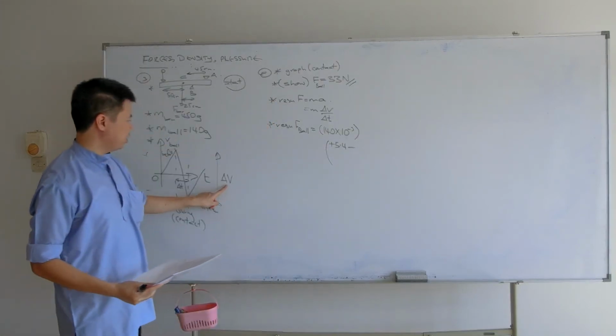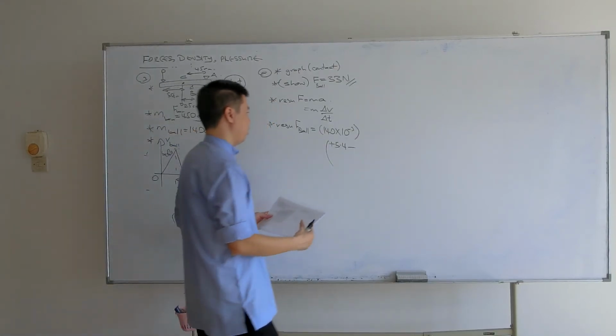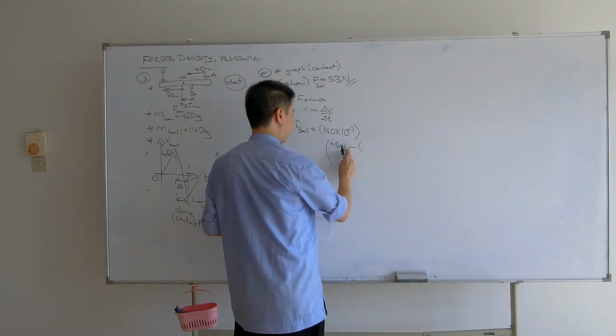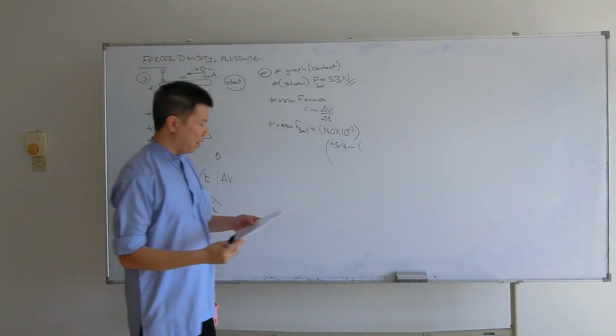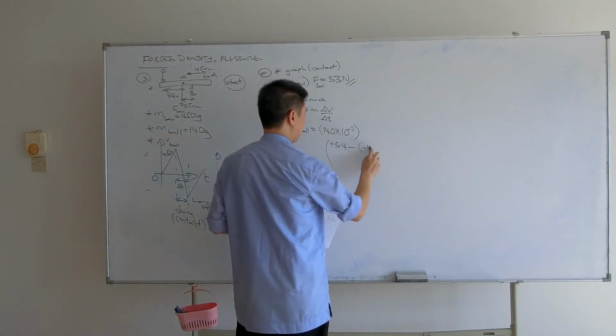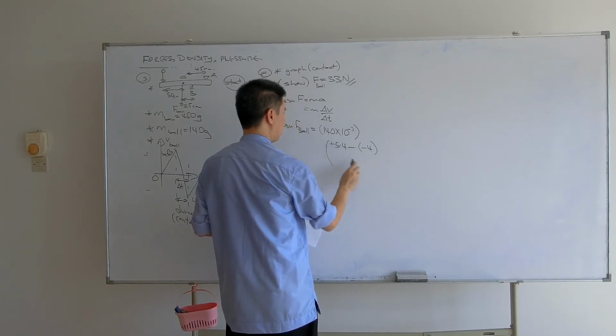Again, remember this is a change. Change means you are subtracting, so this is minus here. So let's check what's inside here. It looks like minus 4 meters per second. Okay, so this becomes plus.